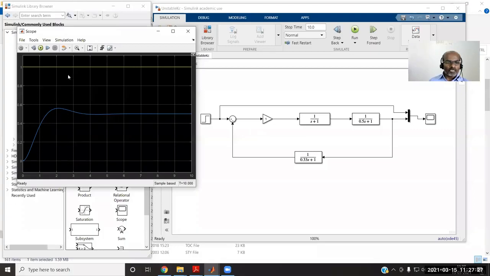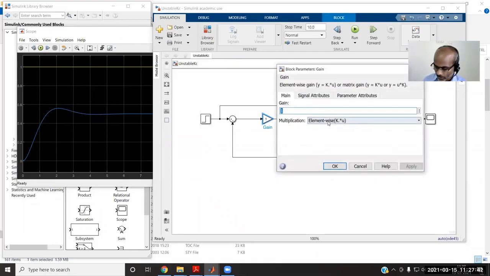The response is settling at a value of somewhere around 0.5. Otherwise your expectation is always that we are changing the set point to 1, but the output is settling at a value of only 0.5. So what we'll do, we'll change the gain value. So what is the need for raising the gain? We want to eliminate the offset.